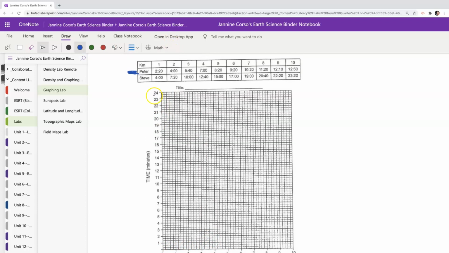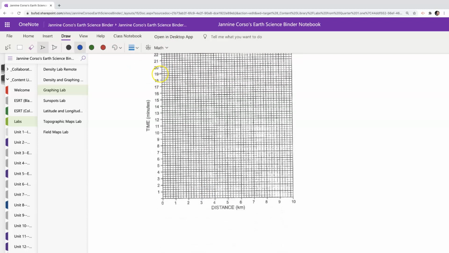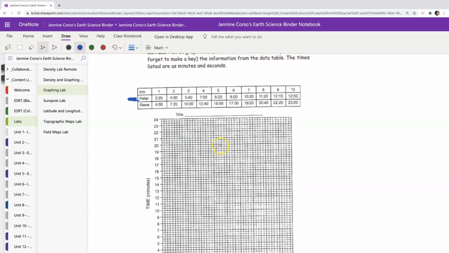So we're going to start with Peter. Peter at 1 kilometer had ridden 1 kilometer in a time of 2 minutes and 20 seconds. So I'm going to go to 1 kilometer. I'm going to go up to 2 minutes and 20 seconds, which would be that unlabeled line right there. So from 0, I'm going to connect to my first dot. Hopefully your line's a little bit straighter than mine. You can use a straight edge at home.